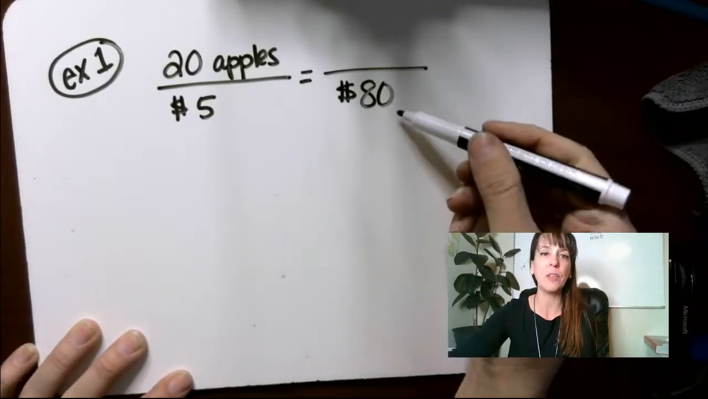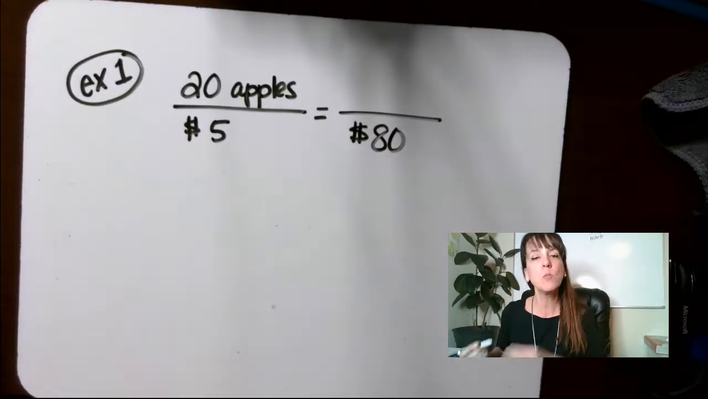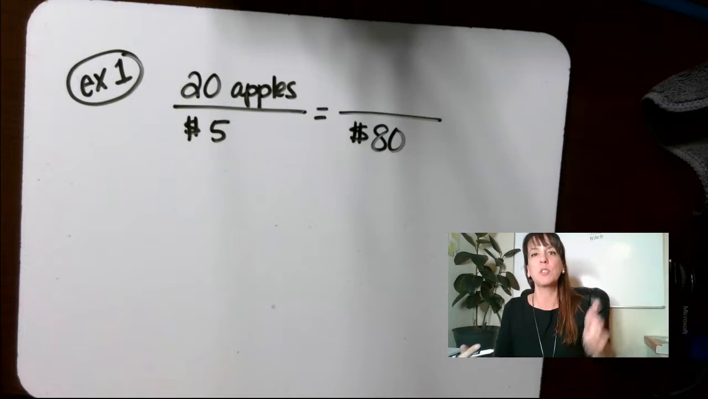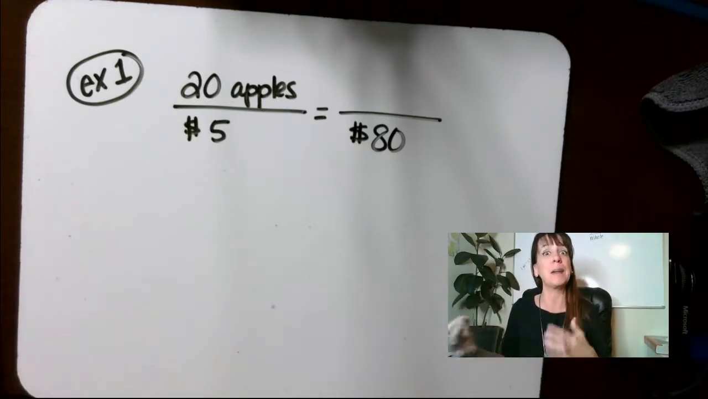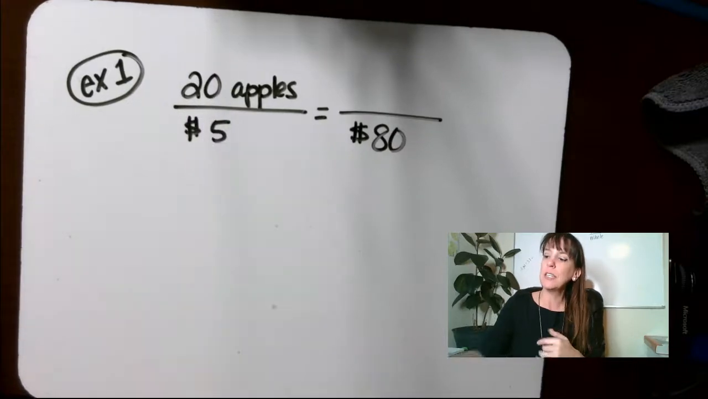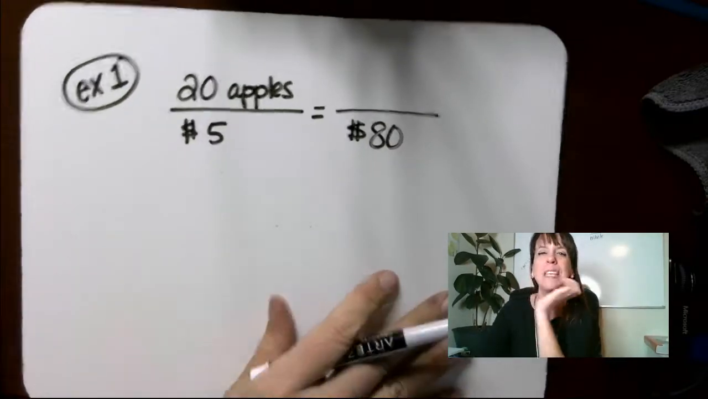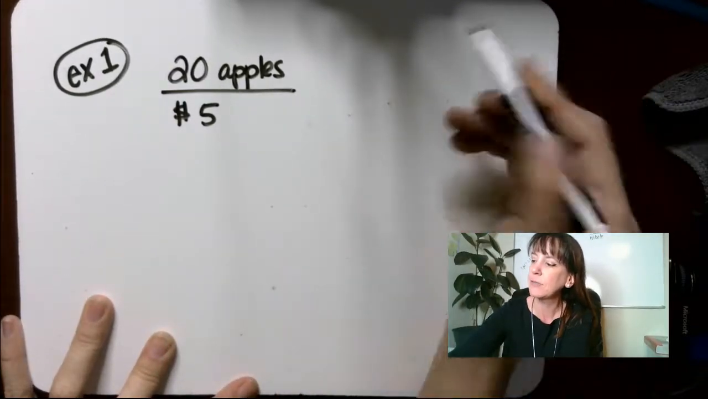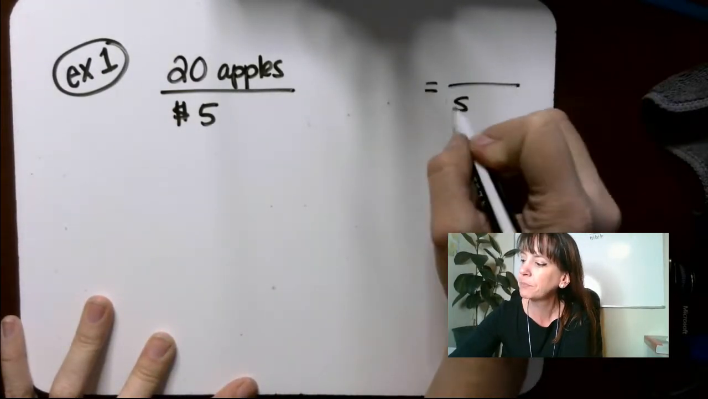Notice I put 80 on the bottom here. The reason why is because it's dollars, and when we're comparing ratios, we have to compare apples to apples, or dollars to dollars. You gotta put those in the same location, okay? So 20 apples is $5. The easiest way to do this is actually, let's set that $80 aside for just a second. We're gonna put that over here.